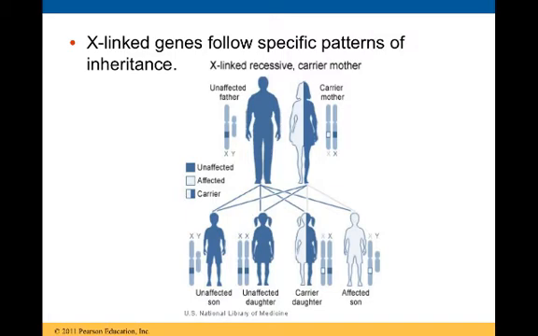If we look at X-linked genes, there's basically 3 of them that are classically studied. One is hemophilia, which is the inability to clot blood. The second is pattern baldness. And the third would be color blindness of various varieties.